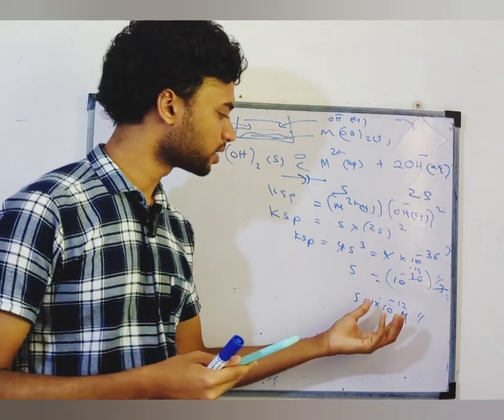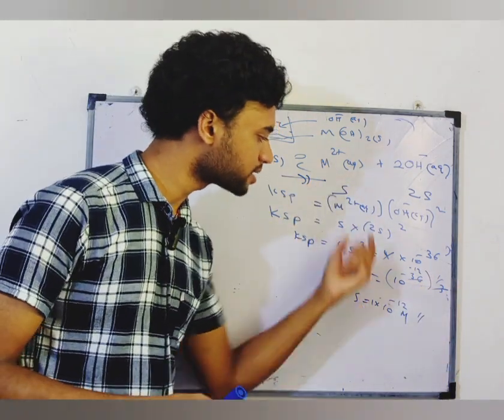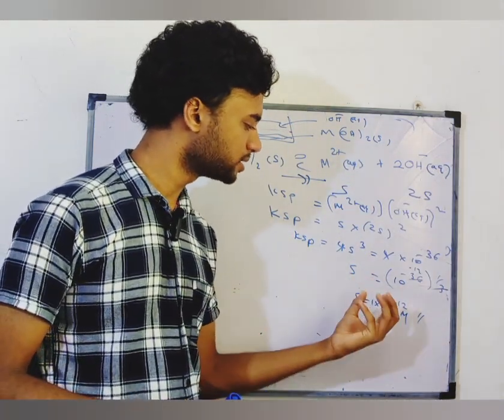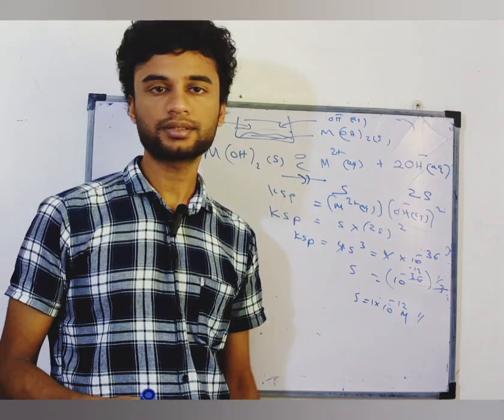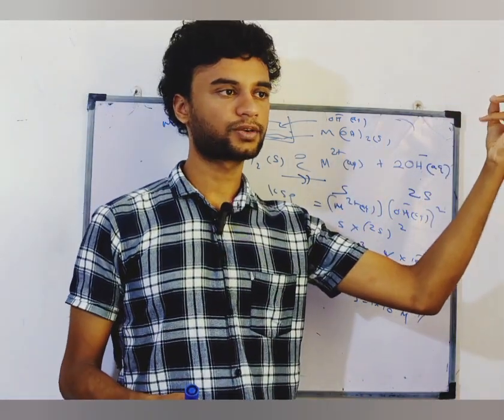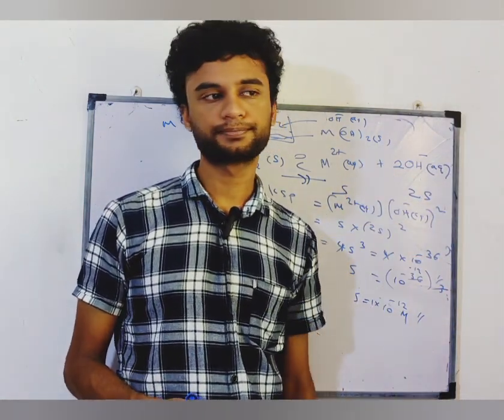Then the answer should be a value for solubility which is going to be greater than 1 times 10 to the minus 12. So I should have a value for solubility greater than 1 times 10 to the minus 12, because OH minus reacts with H plus. Now you can learn something good from this question.